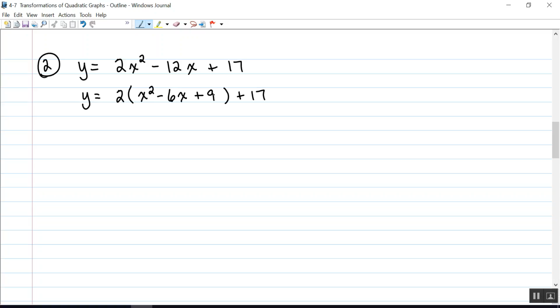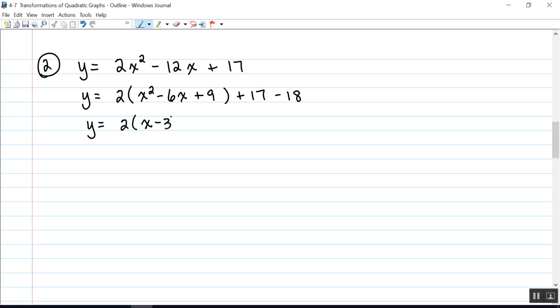But did I really add a 9? I didn't. What I really added was 9 times this 2 out here. I really added 18. So over here I need to subtract 18. Don't forget that if you have something outside the parentheses and you put something inside the parentheses, you have to multiply those. So now let's factor this trinomial.